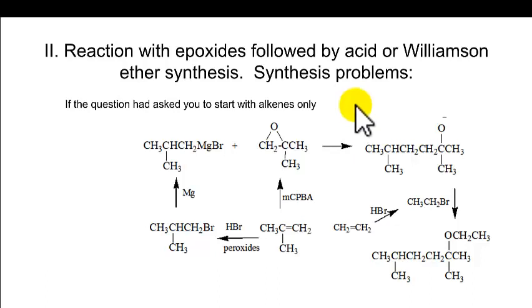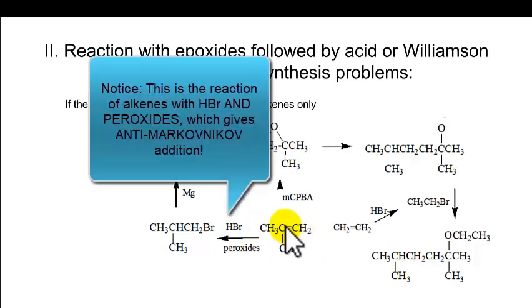Now, what if the question had said to start with alkenes only? Well, again, just to be clear, this epoxide is not an alkene, so we would need to make it from an alkene by using MCPBA, and this would be the alkene that you would start with. This alkyl halide is also not an alkene, so we would need to make it from an alkene. And notice in this case, if we were to add HBr to this particular alkene, it would end up with bromine on that carbon, not where we want it, because it's a Markovnikov addition.